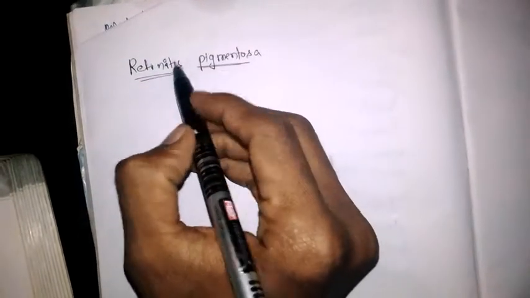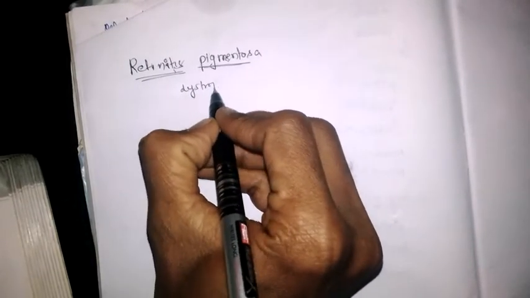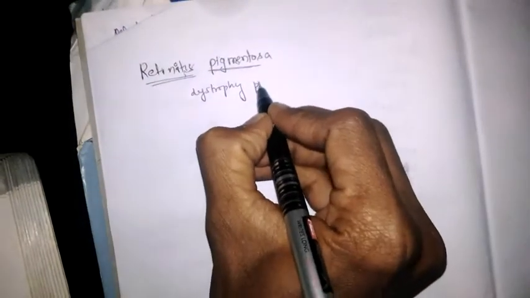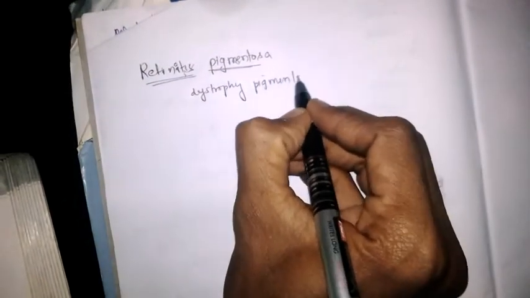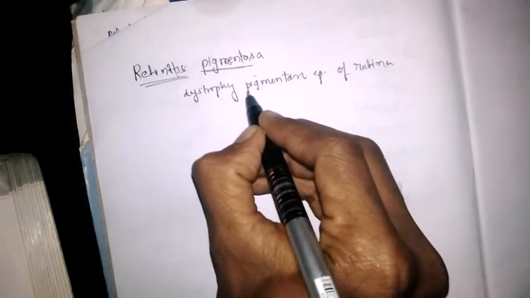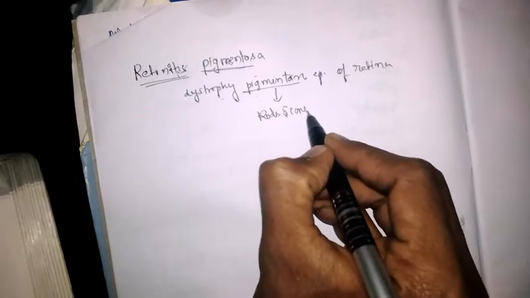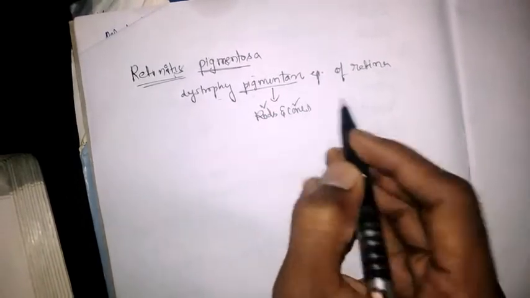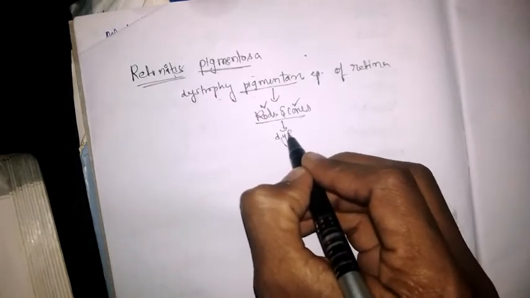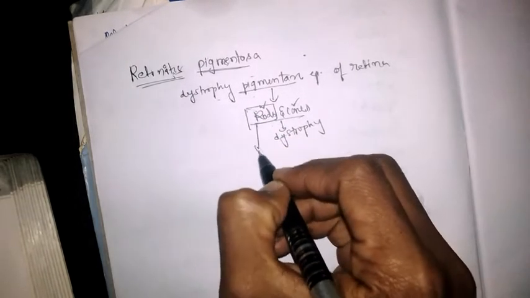Let us discuss retinitis pigmentosa. In retinitis pigmentosa, there is dystrophy of the pigmentary epithelium of the retina. As all of us know, in the pigmentary epithelium we have rods and cones. So here these rods and cones will undergo dystrophy. Most commonly, rods are involved.